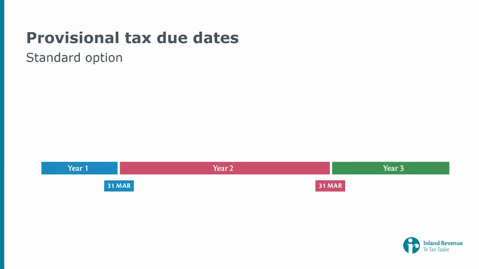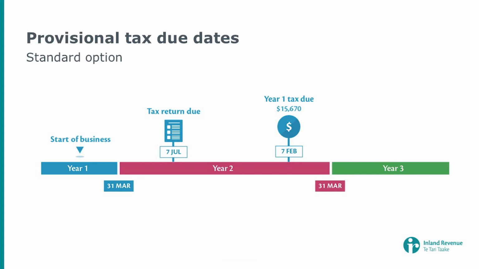Here is our 3-year timeline. We start business at some time in year 1. We reach the end of the financial year, being 31 March. We prepare our income tax return and file this by the due date of 7 July that year. If you have a tax agent working for you, they may have an extension to this date. Our tax for year 1 is $15,670, due by 7 February in year 2.